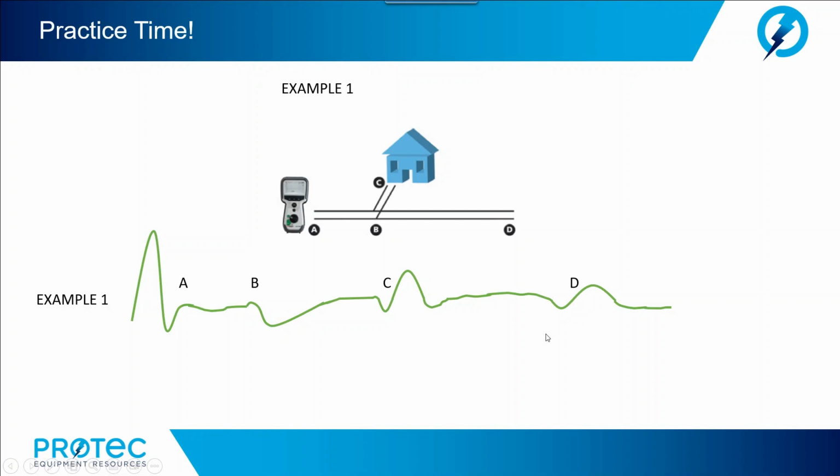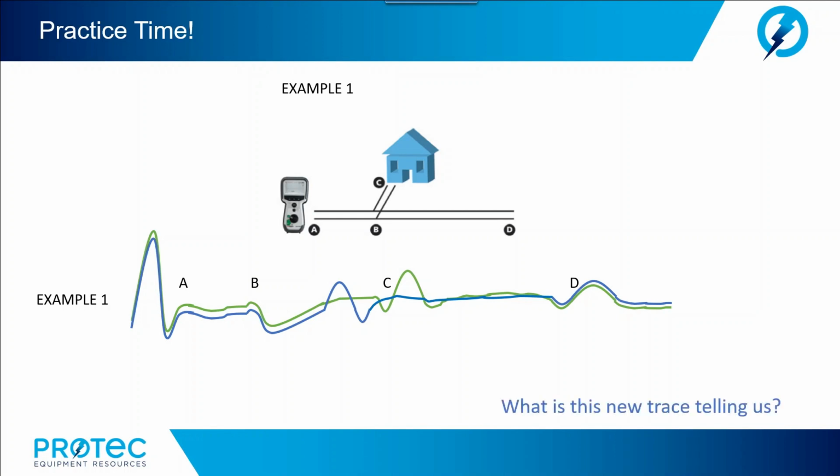Now, let's say that a fault were to occur in this circuit. So we now capture the pattern of the faulted circuit. What is this new trace telling us? Go ahead, take a moment, review the trace, and type your answer into the question function. What do you think we are seeing in this new trace?